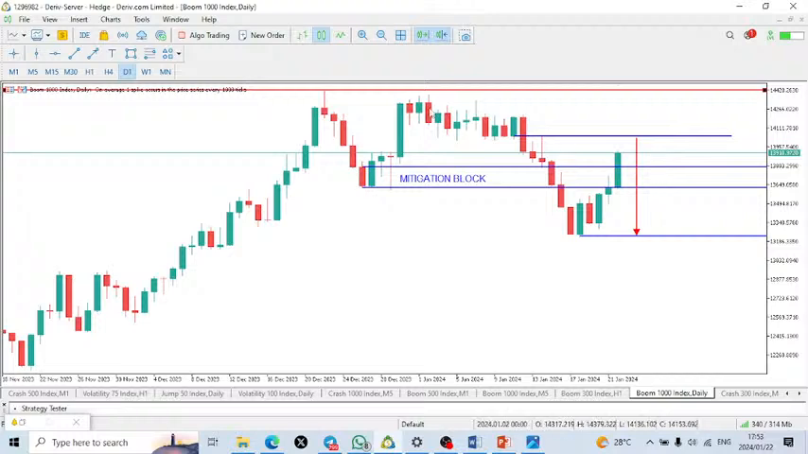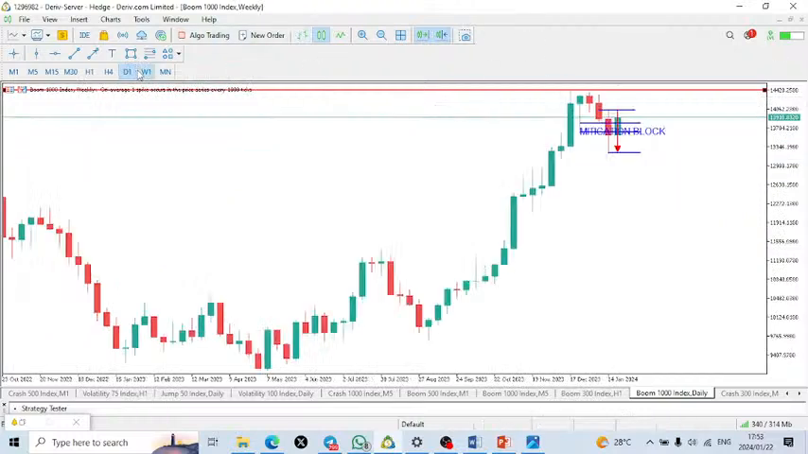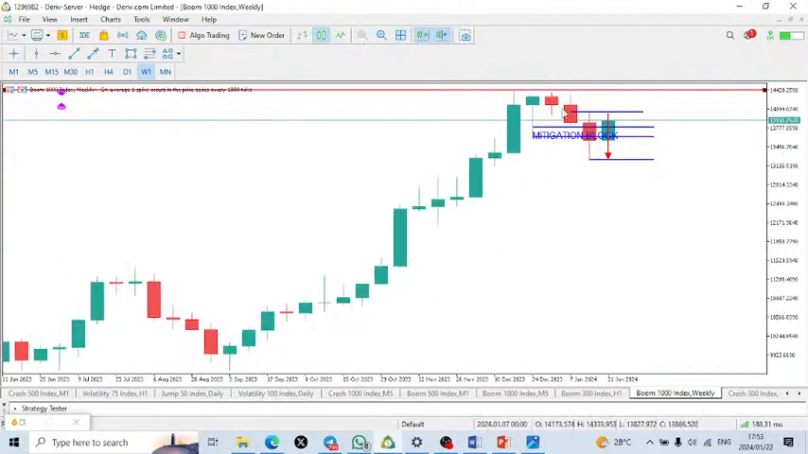Boom has been bearish for some time. Okay, let's just go to the weekly. Let me zoom in. If you check the past 3 weeks, boom has been just dropping downwards, but now today, this particular week, price has been just moving up.